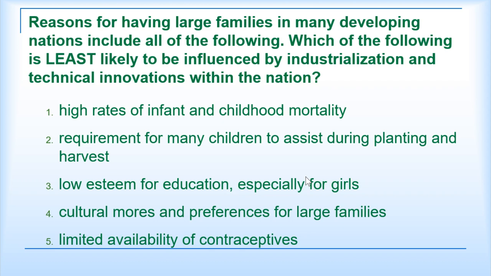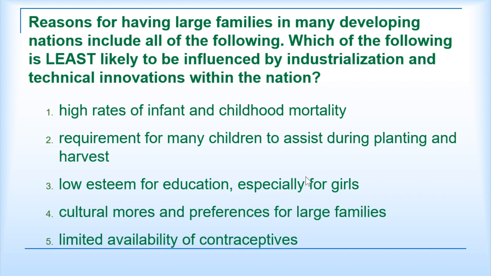On that note, you have a follow-up question, and this is, reasons for having large families in developing nations include all of the following. Which of the following is least likely to be influenced by industrialization and technology? High rates of infant and childhood mortality, the requirement for many children to help with planting and harvesting if you're agricultural, low esteem for education for girls and in general, cultural mores and preferences for large families, or limited availability of contraceptives. Well, remember what I said, cultural mores are hard to change.